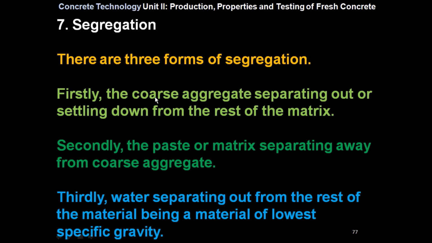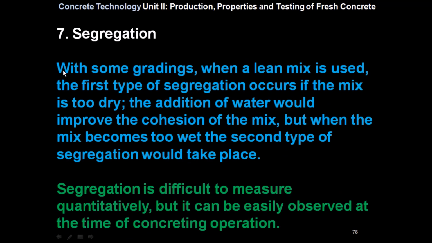There are three forms of segregation. Firstly, the coarse aggregate separating out or settling down from the rest of the matrix. Secondly, the paste or matrix separating away from coarse aggregate. Thirdly, the water separating out from the rest of the material, being a material of lowest specific gravity. With some grading, when a lean mix is used, the first type of segregation occurs if the mix is too dry. The addition of water would improve the cohesion of the mix, but when the mix becomes too wet, the second type of segregation would take place.